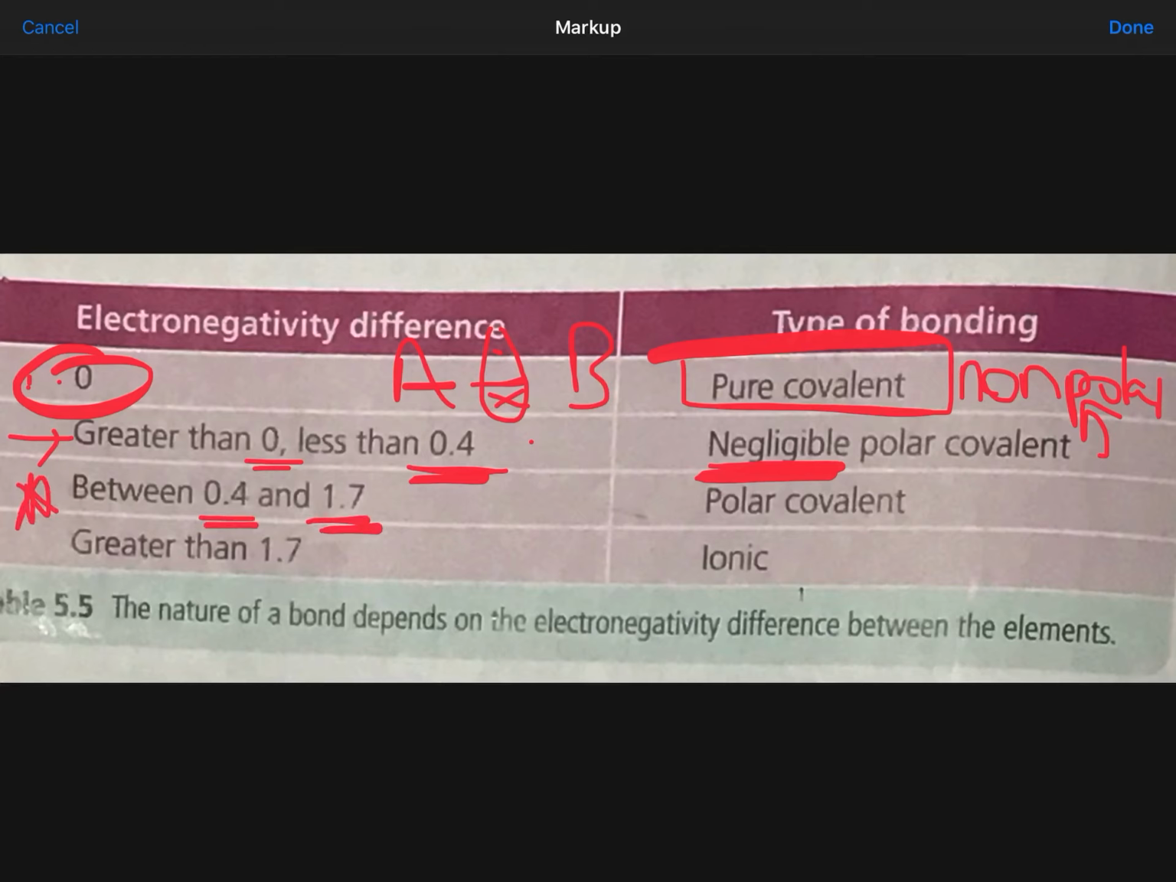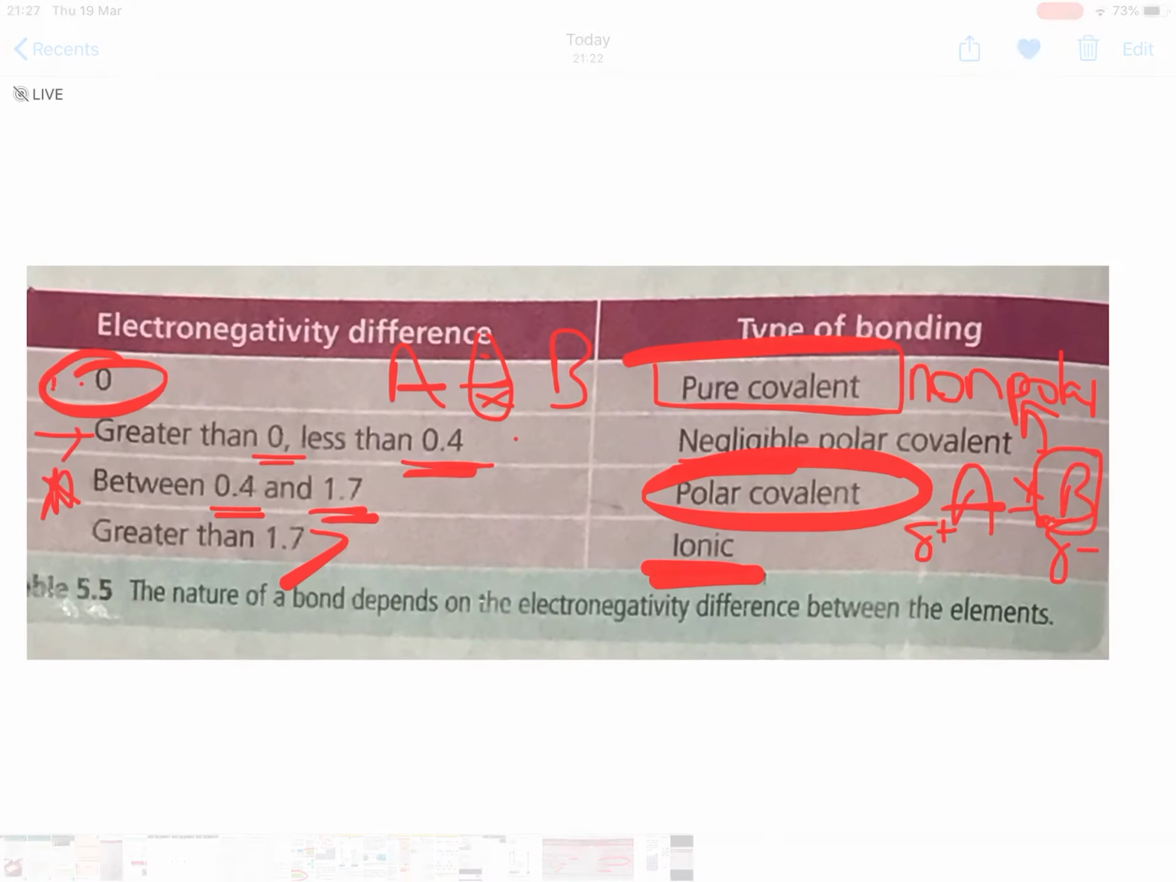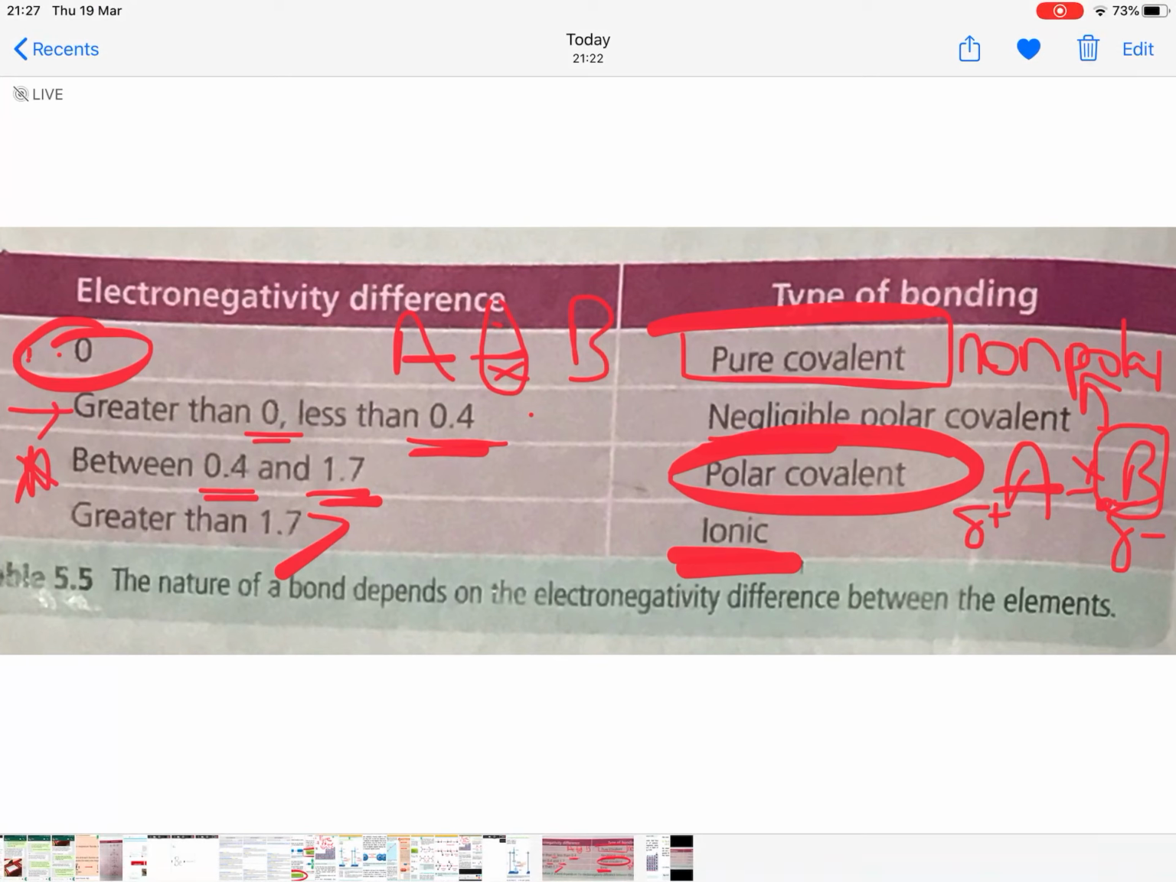If it's greater than 0.4 but less than 1.7, it's polar. What does that mean? If you have a bond AB, whichever atom is more electronegative, say B, the electrons will go closer to B, making it slightly negative, and A will be slightly positive. That's a polar bond. And if your difference is greater than 1.7, then the compound is ionic. That will help you determine if the bonding is covalent or ionic.